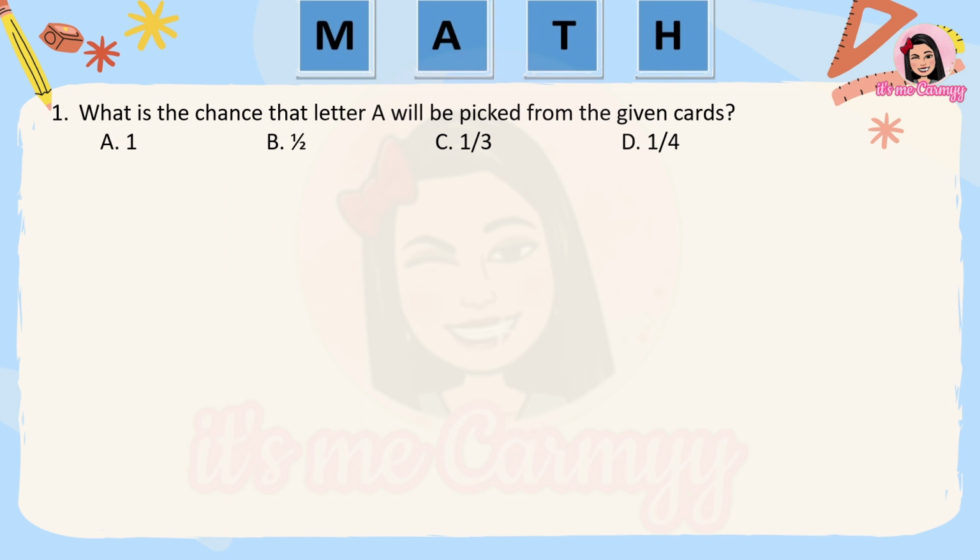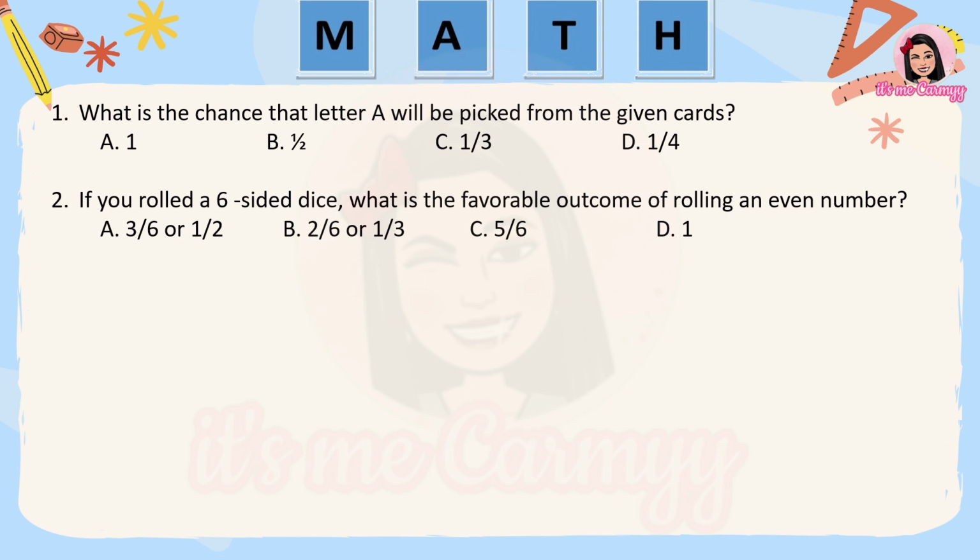Number 1 question: what is the chance that letter A will be picked from the given cards? Is it letter A, 1; letter B, 1/2; letter C, 1/3; or letter D, 1/4? Number 2 question: if you rolled a 6-sided die, what is the favorable outcome of rolling an even number? Is it letter A, 3/6 or 1/2; letter B, 2/6 or 1/3; letter C, 5/6; or letter D, 1?